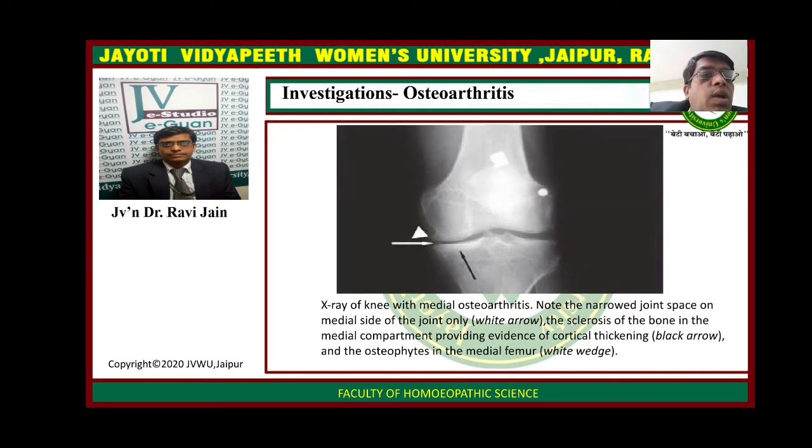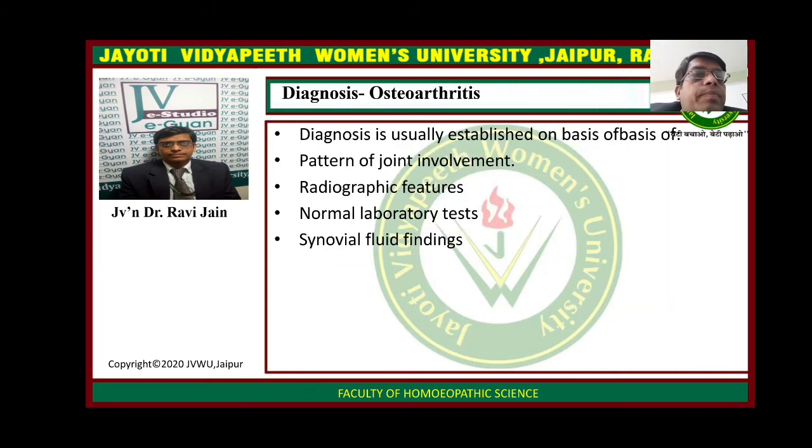Now this is the radiograph X-ray of the knee joint with medial osteoarthritis. Note the narrowed joint space on the medial side of the joint only, white arrow. The sclerosis of the bone in the medial compartment provides evidence of cortical thickening, that is black arrow, and osteophytes in the medial femur, that is white wedge.